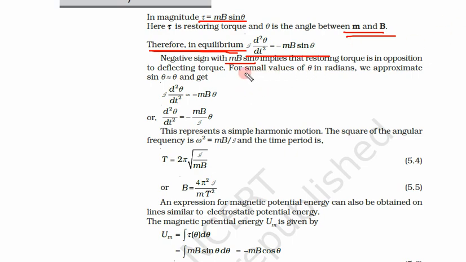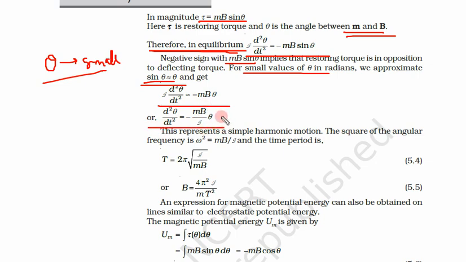Now for small values of theta in radians, you know that for small theta, sin theta is equal to theta. We have already done that if theta is small, sin theta is equal to theta. Now let us put it here. I d2 theta upon dt square is equal to minus mb theta. Sin theta is replaced by theta. So let us put I here: d2 theta upon dt square is equal to minus mb upon I into theta.